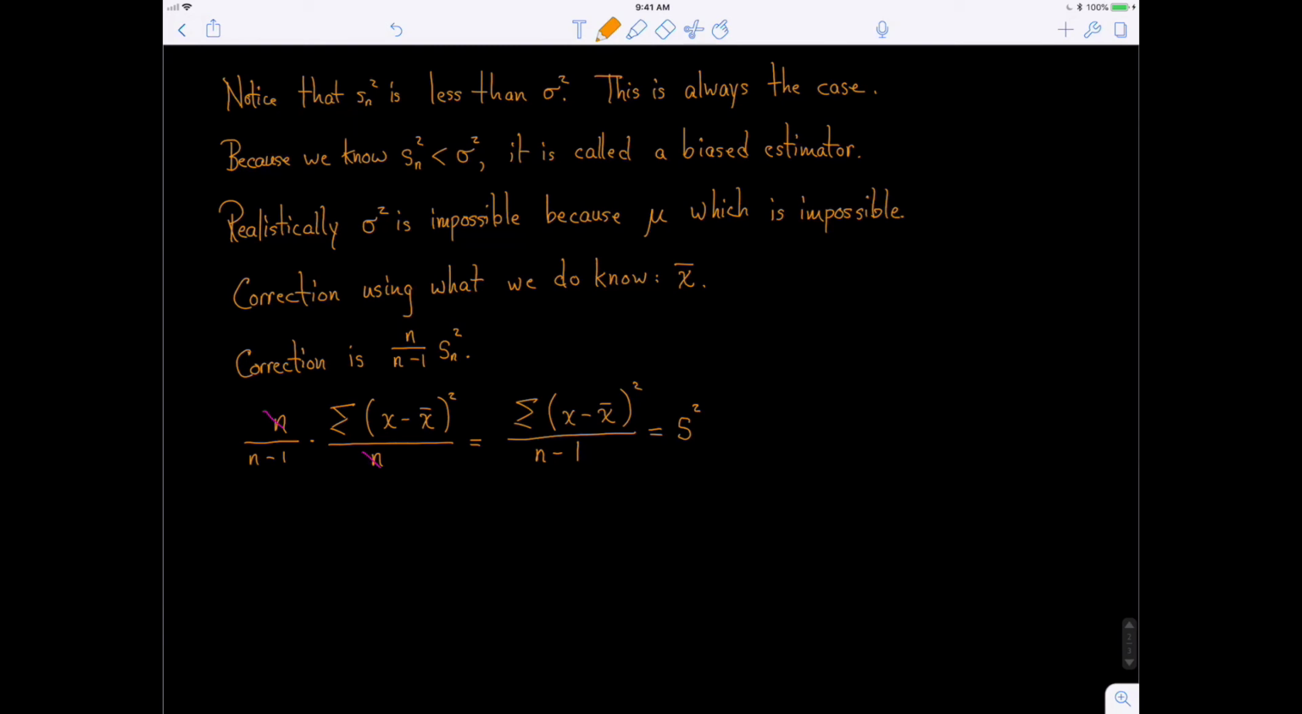And from now on, whenever you have to find the variance of a sample set of data, what you should be finding is s squared.